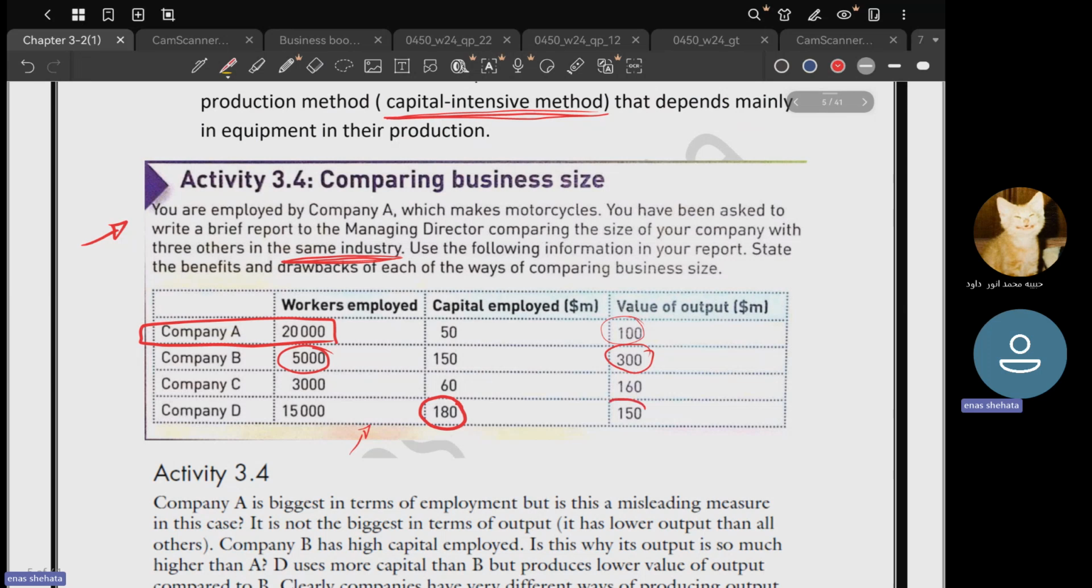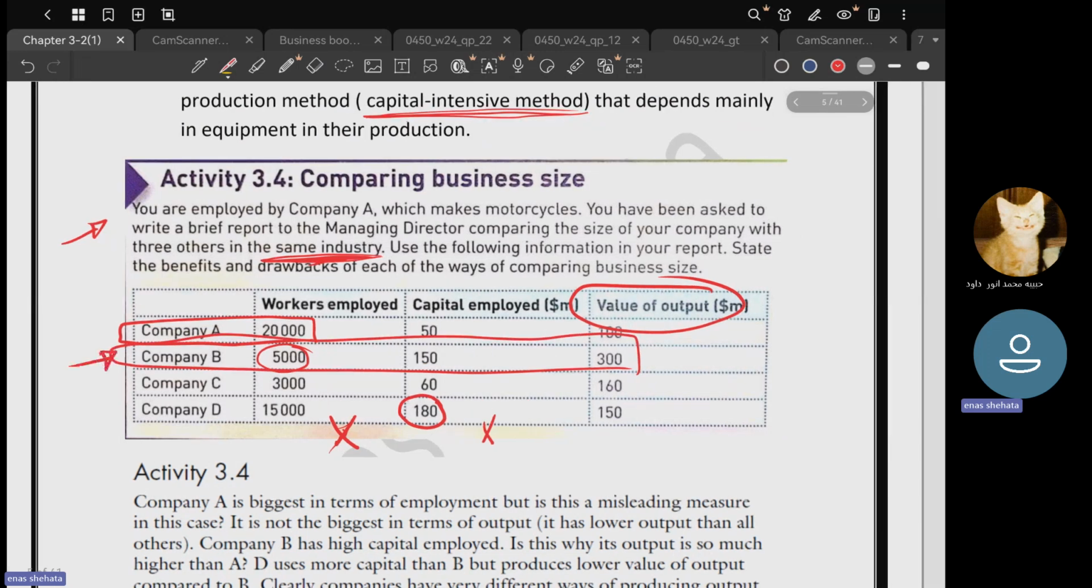But what about the output of this? Is it the highest? No. So I cannot use this method, because it's obvious that the businesses are not all using a labor intensive method, and I cannot use this because not all of them are using a capital intensive method. But because they are in the same industry, so I will use what? Value of output. So according to value of output, I found that company B is bigger, not company A.